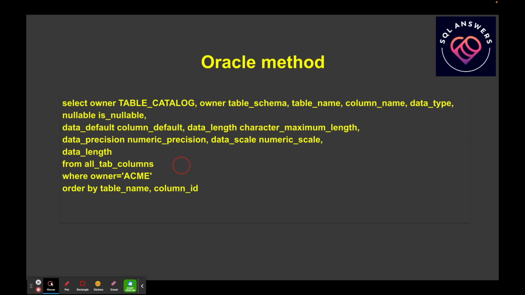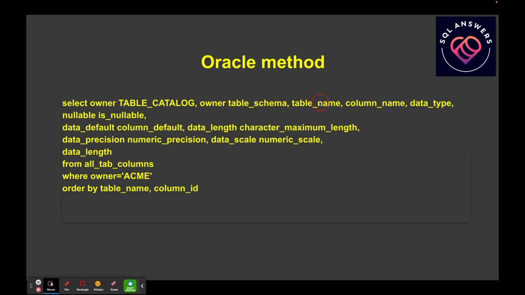And here's your method in Oracle. So here in Oracle, we're going to go to the all tab columns, and we're going to tell it the owner. So like in SQL Server, this is kind of like the database name. And in Oracle, the database and the schema are basically one and the same. So you've got your owner equals ACME. So again, we're going to get the owner, which is going to be your catalog, your database name. The table schema, which in Oracle, it's the same. In Oracle, the owner and the schema are one and the same.